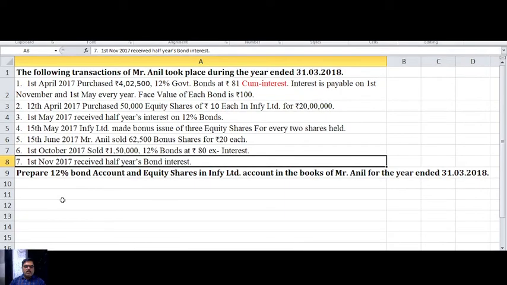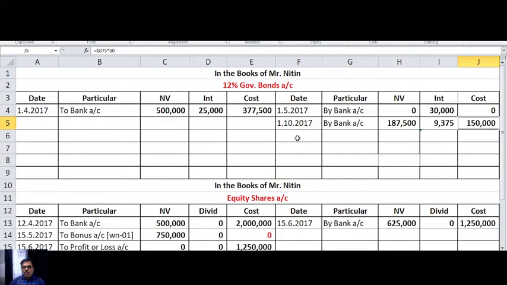Last part. The last part is on 1st November, that Mr. Anil received half year's bond interest. So here on 1st November, Anil received interest. So nominal value column 0, cost column 0, and here we have to calculate what? Interest. Interest on what? Interest on the balancing figure of the nominal value. So what we have done, 5 lakh debit side and sold is 1,87,500. So whatever the amount used to come, that amount comes to 18,750.